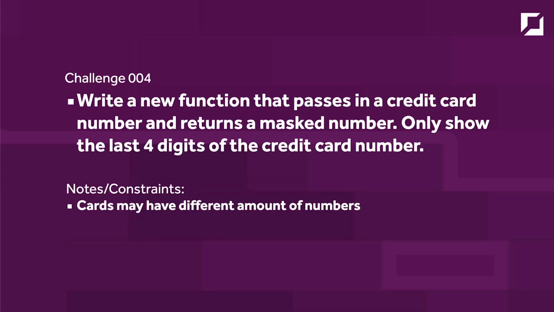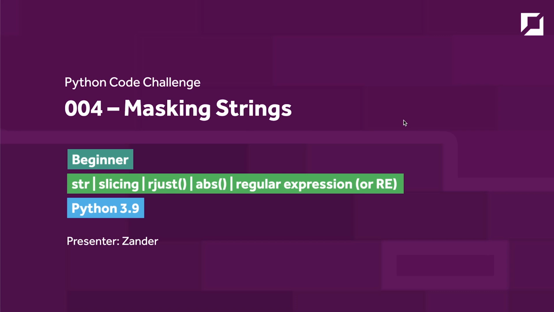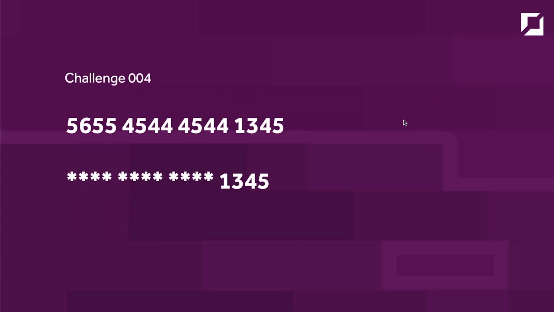This is the problem or challenge in challenge 4. Write a new function that passes in a credit card number, or just a number, and returns the masked number. So only show the last 4 digits of the credit card number. Most credit cards have a 16-digit number across the front. What we're trying to do here, for example, is create a function that takes in a 16-digit number and returns a number that's masked except for the last 4 digits. What will be interesting is to see if we can then create a function where we can choose how many digits we want to mask.